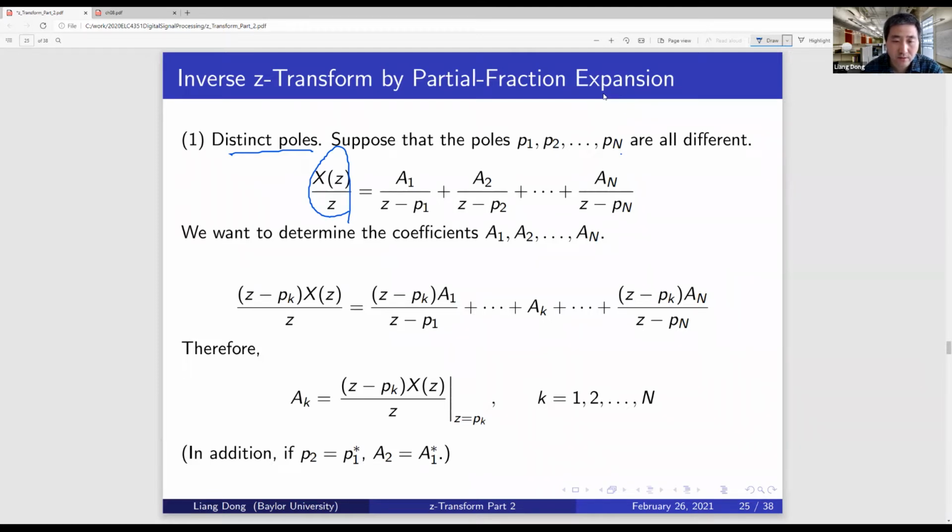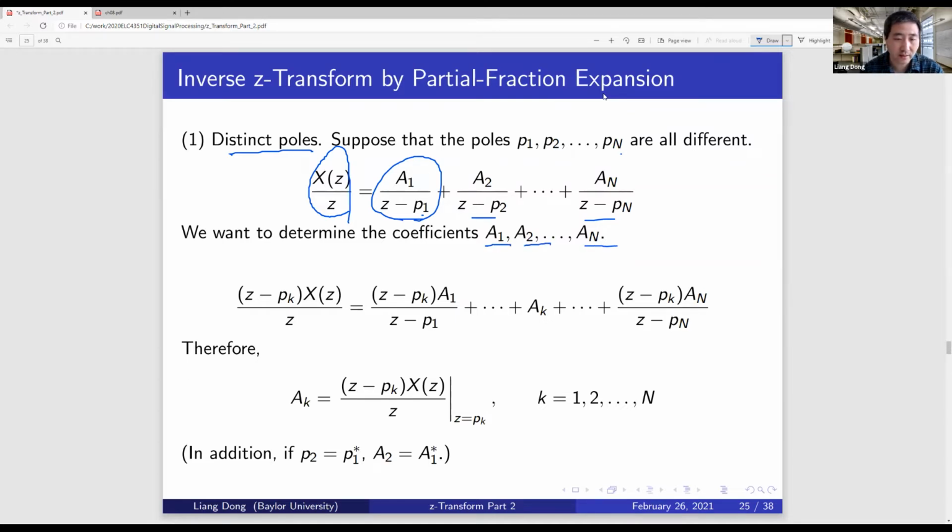If they are all different, I can divide it into this format, into smaller terms. Each term looks like this. It's a1, which is a constant, order 0, divided by z subtract p, a pole, on the denominator, which is order 1. The numerator is order 0 because the original is a proper rational function. When you divide it, you still get proper rational functions, so the order of the numerator is strictly smaller than the order of the denominator. Therefore, the numerator has to be a constant. We want to find those constant coefficients, a1, a2, an.